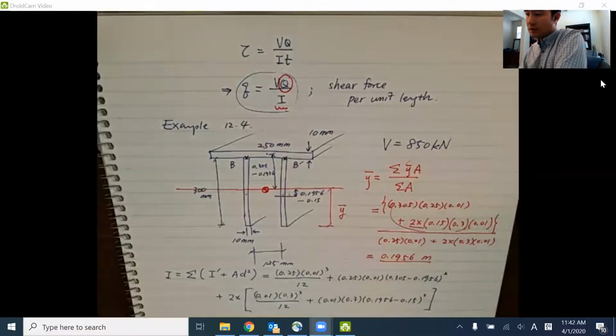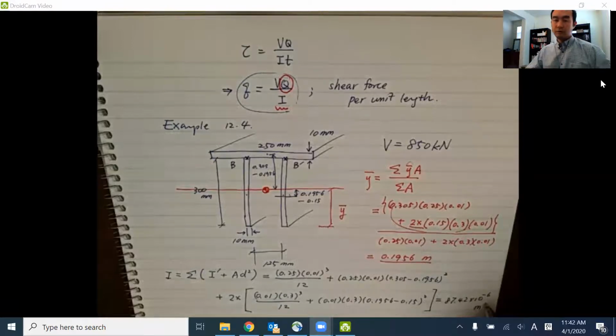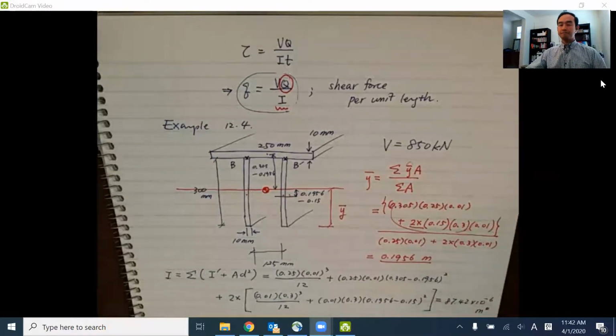So when you calculate this moment of inertia, I got 87.42 times 10 to the negative 6, and everything is in meters, so meters to the 4th. Sounds good? All right, I'm going to go on to the next page.